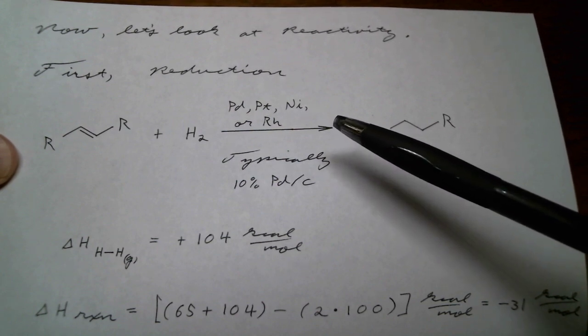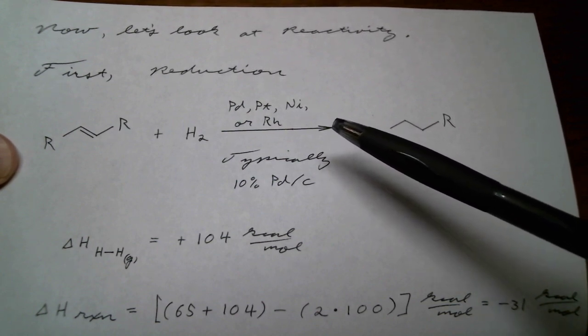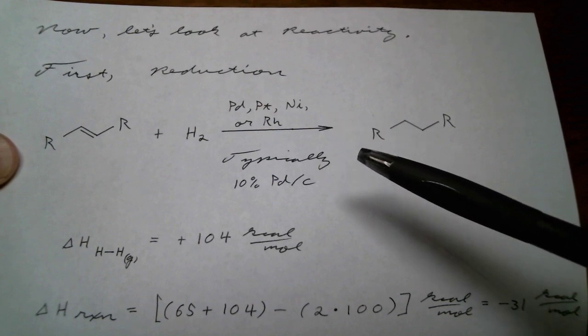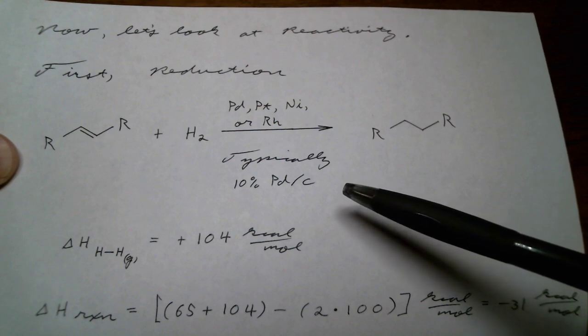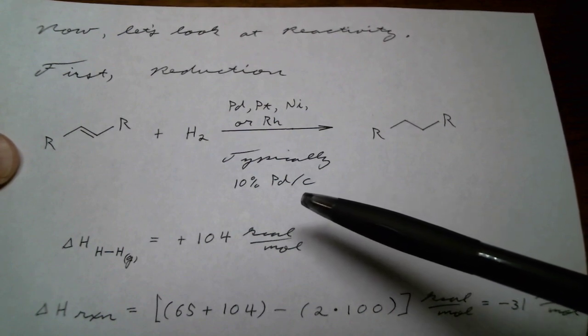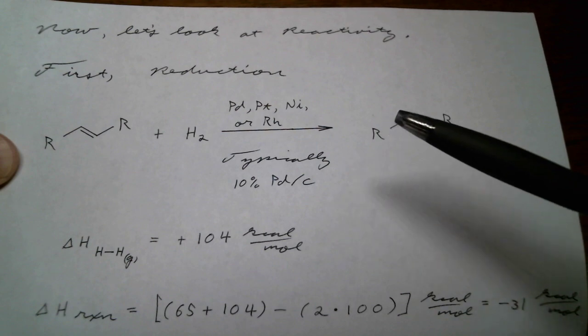Alternatively, we could use nickel or rhodium. There are other transition metal catalysts that are excellent catalysts for reduction. So typically we use 10% palladium or platinum on carbon.